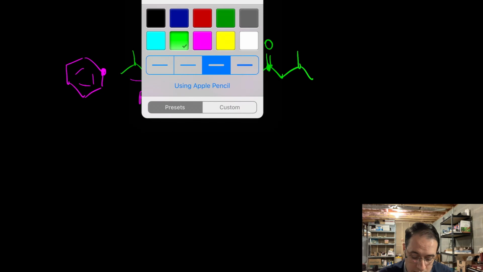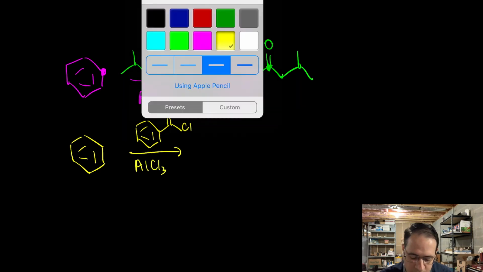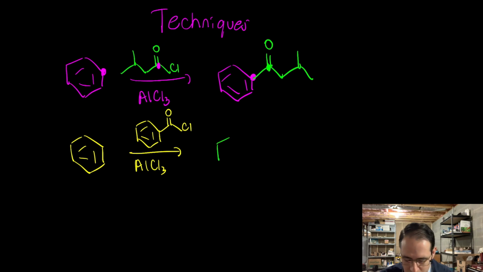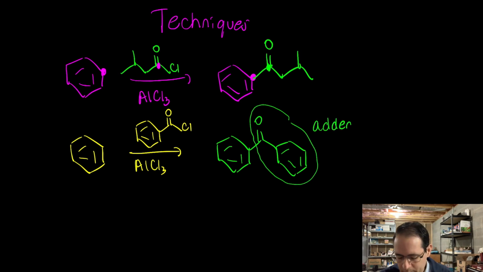Now you also can do reactions where you add new aromatic rings to your structure. We can do that by adding benzoyl chloride, for example. If we add aluminum trichloride here, the product that we're going to get is one in which you have a ketone flanked by 2 phenyl rings. So this whole thing right here is being added. That's something to think about in terms of techniques.